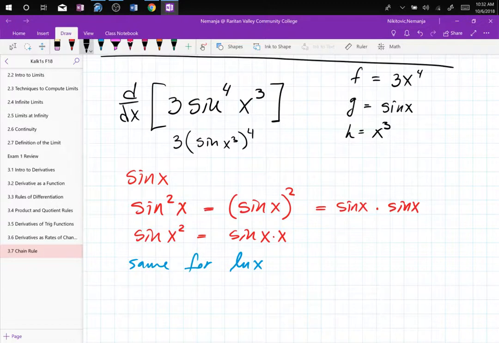And sine to the 4th is not a basic function, it's a compositional function. So these are only allowed to have basic functions. Basic polynomial, basic trig, another basic polynomial, right? Or e to the x, or ln x, right? You are only allowed to have basic functions in there.